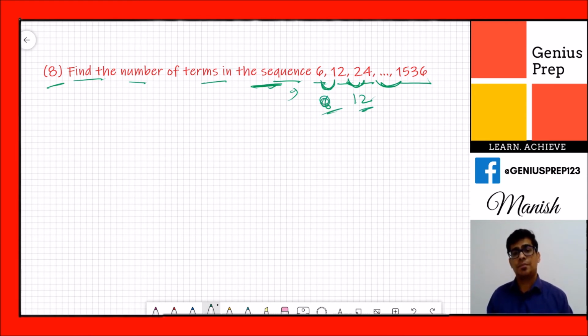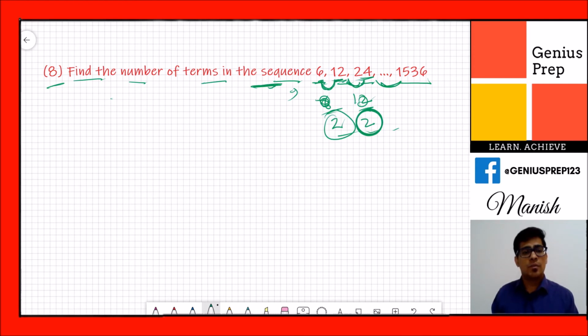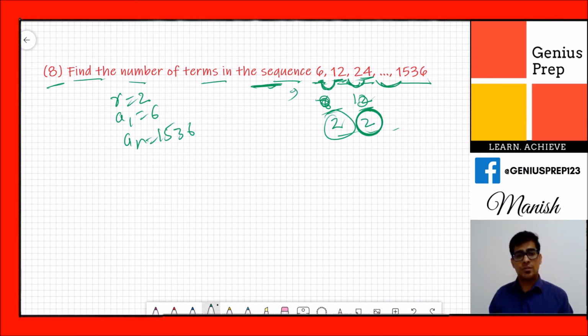But when you divide 12 by 6, you get 2, and 24 by 12, you get 2. You get the idea, this could be a geometric progression. So since we sense this is a geometric progression, r is 2, a1 is 6, and an given is 1536. What we need to find is the number of terms in the sequence. So we have been given the nth term, but we have to find which term number this is in the series.